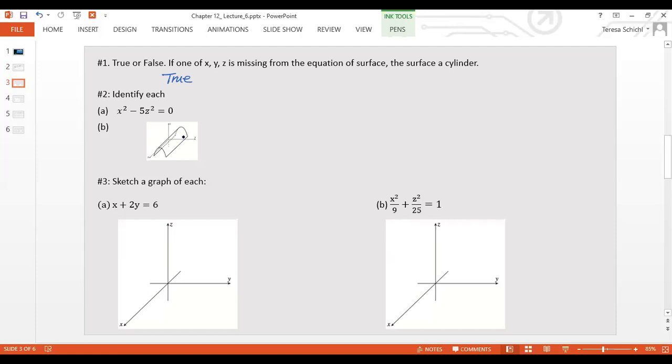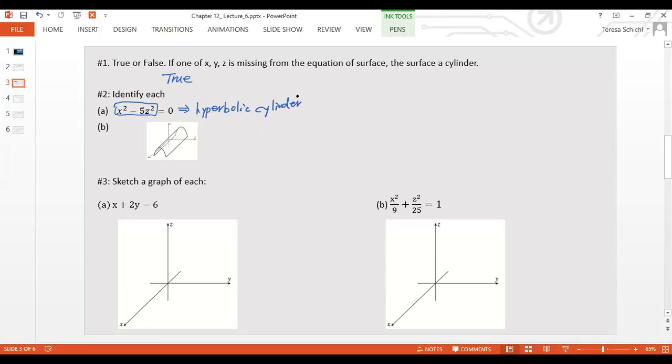Now the next ones ask us to identify the surface. The first one is x squared minus 5z squared. So we go back to here. If I only look at the trace, now I'm only on the xz plane, this is a hyperbola. So we say this is a hyperbolic cylinder.